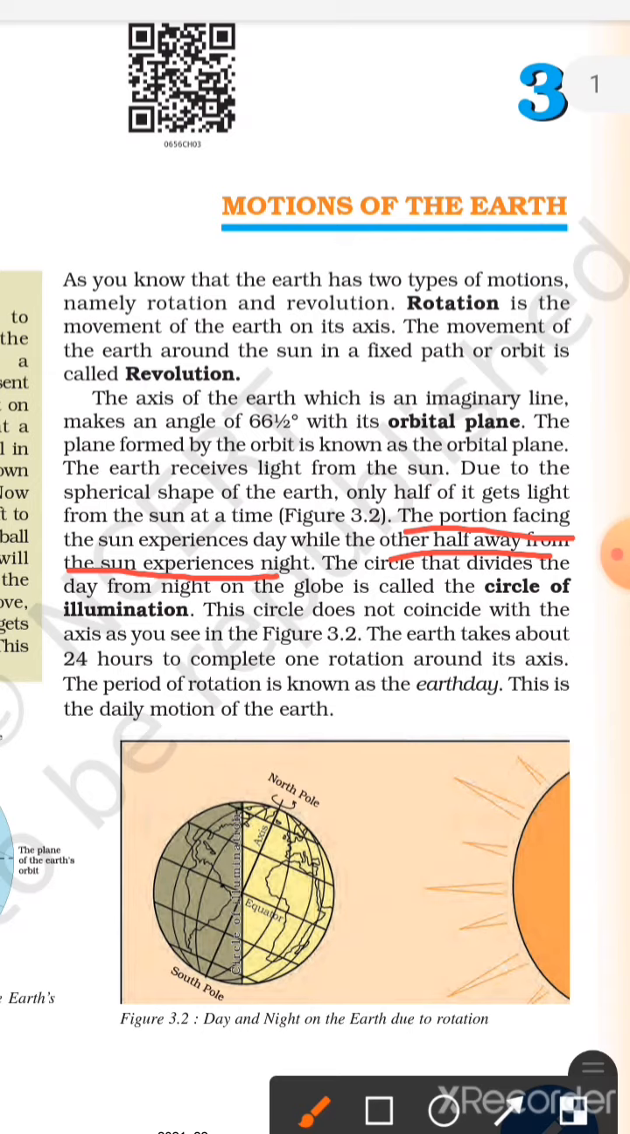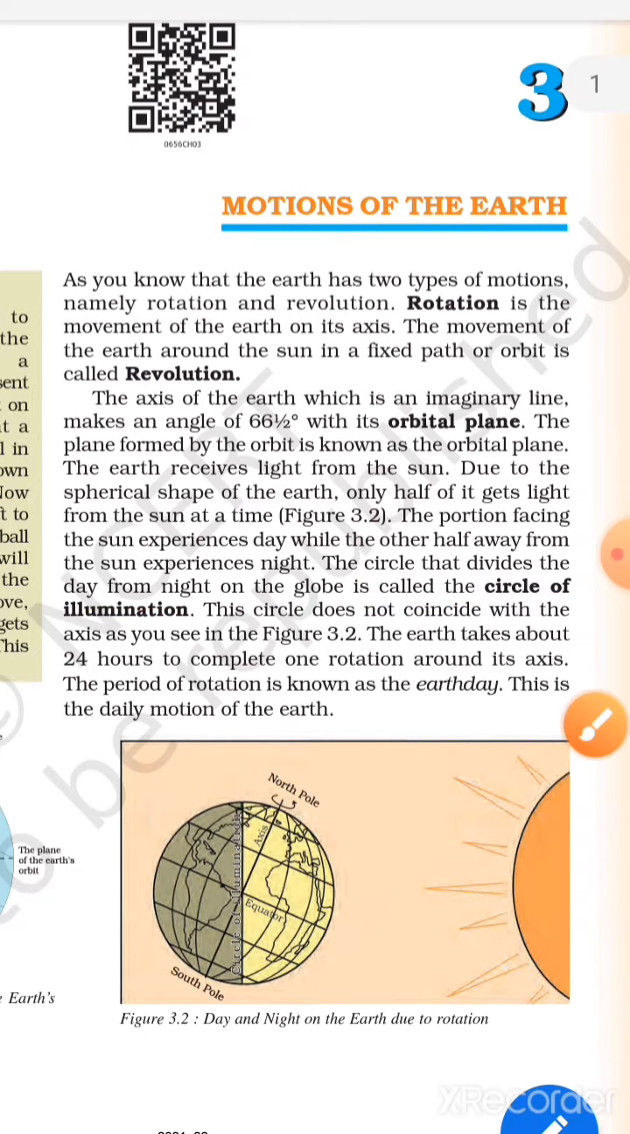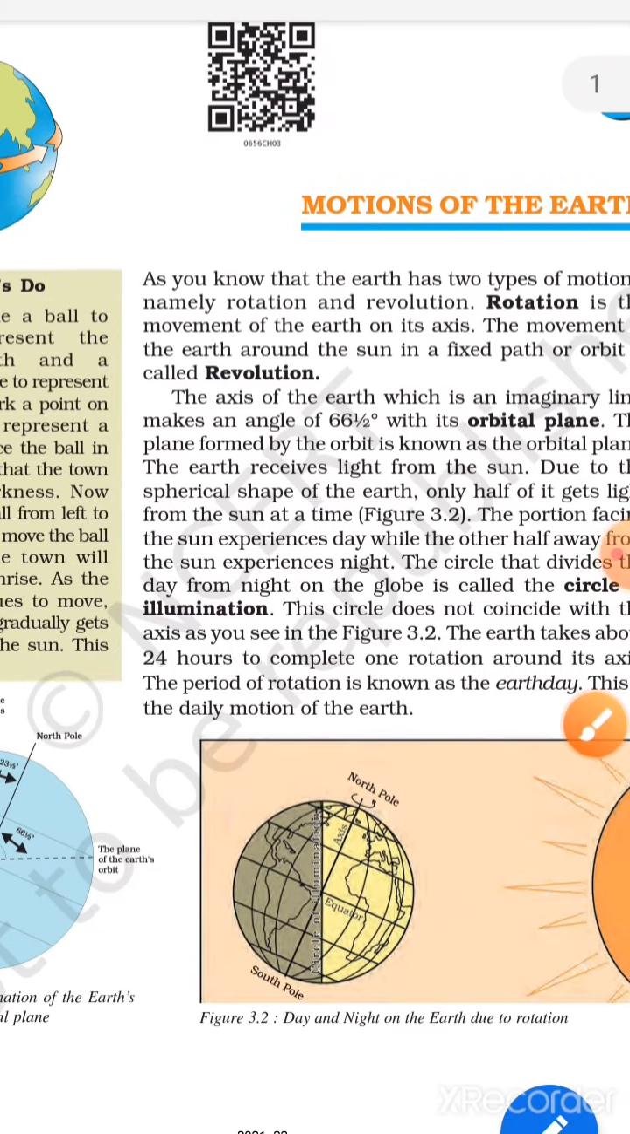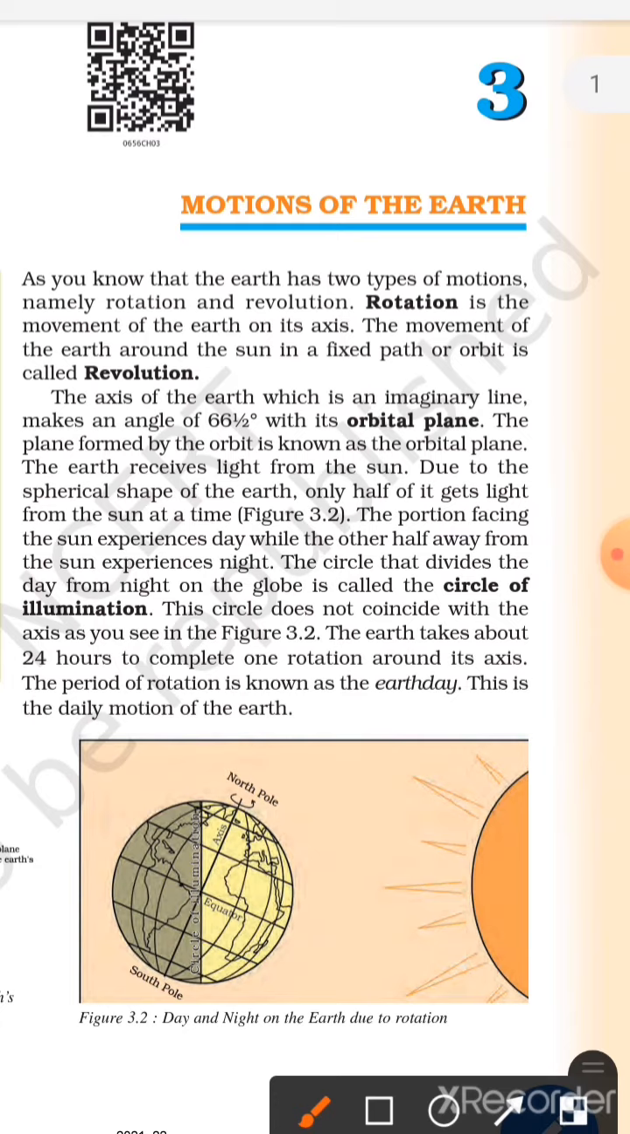ठीक है. Then half of the part is towards the sun and half of the part is away from the sun. So the circle that divides day from night of the globe is called the circle of illumination. इसे ही क्या बोलते हैं? Circle of the illumination. जो circle हाफ में डे एंड नाइट में डिवाइड करता है हमारे ग्लोब को, that circle is called the circle of illumination.